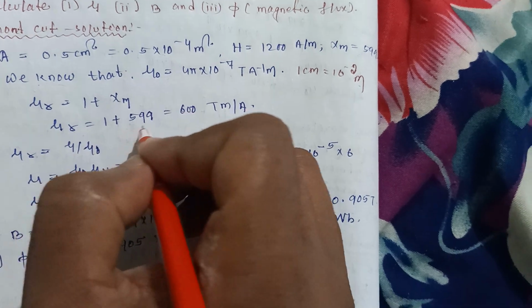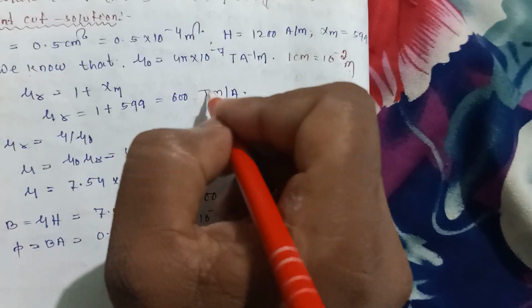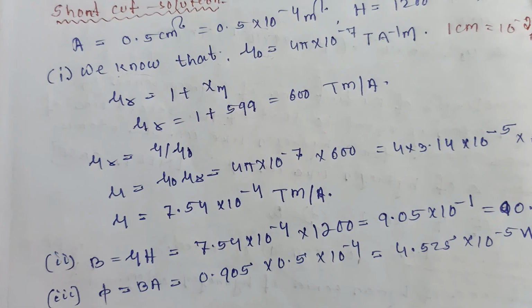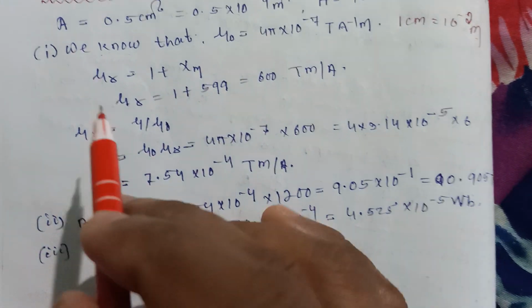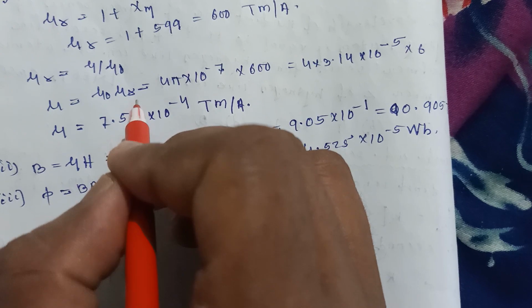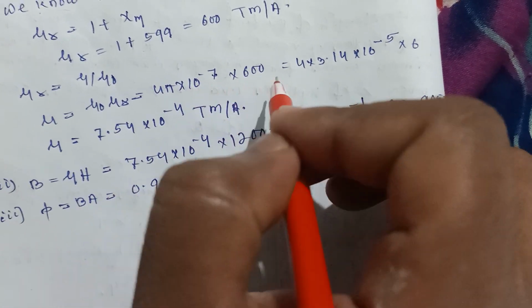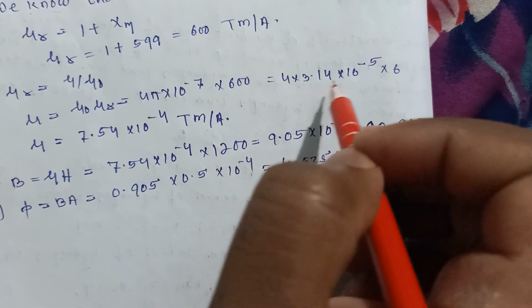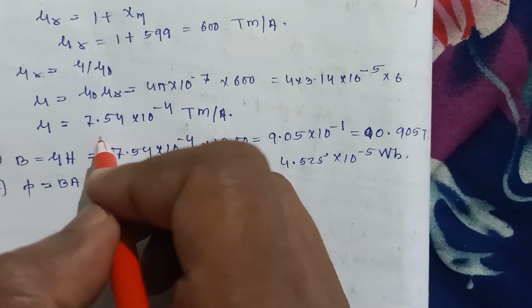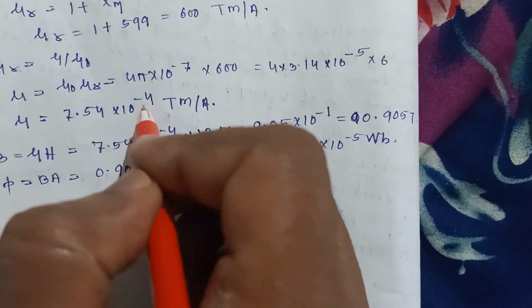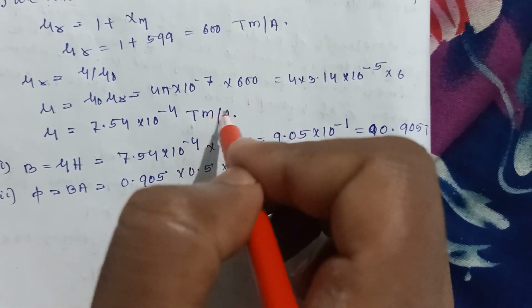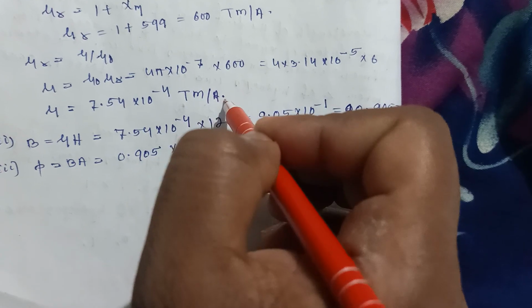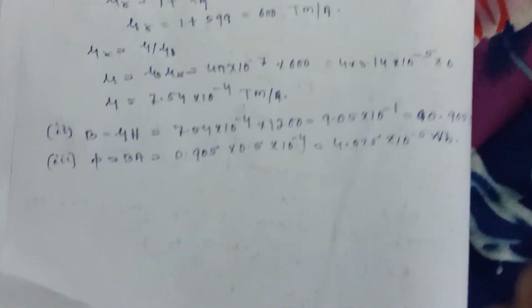So mu r is equal to 1 plus this, so it is nothing but 600. Mu r is equal to mu by mu naught. So mu is equal to mu naught times mu r, which is 4 pi times 10 to the minus 7 times 600. So we get mu as 7.54 times 10 to the minus 4 Tesla meter per ampere.